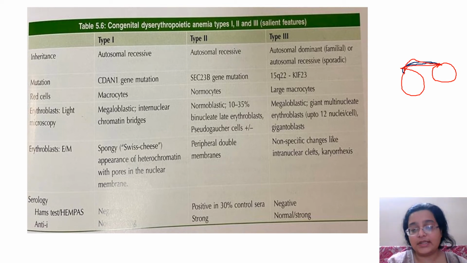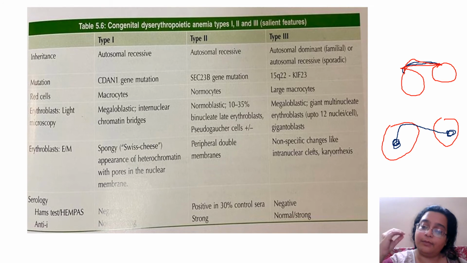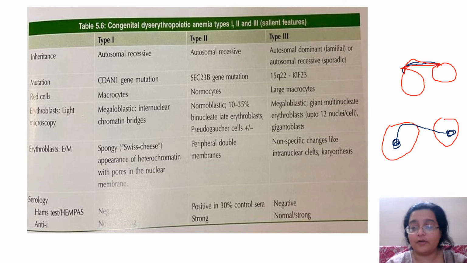Now what happens in CDA, I'm going to draw another diagram, is that in an NRBC where the nucleus is still remaining like this, there is a thin intranuclear bridge. This, if you see even one, that will be 100% sure that it is CDA. Apart from that, what you get to see is in type 2 there's a normoblastic reaction, but a lot of binucleate and multinucleate cells. And in type 3, what you get is a gigantoblast.